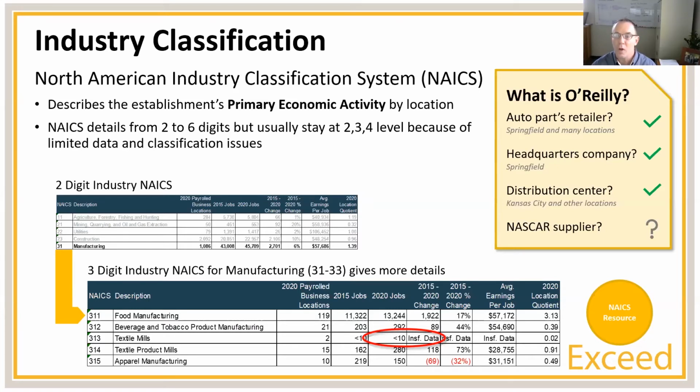And then finally, what it isn't, though, is a classification of what O'Reilly sells to. So we don't know if O'Reilly sells products to NASCAR or if they supply a different company here and there. We don't know what companies do in terms of their markets. We just know their primary economic activity. And that's an important thing to understand.